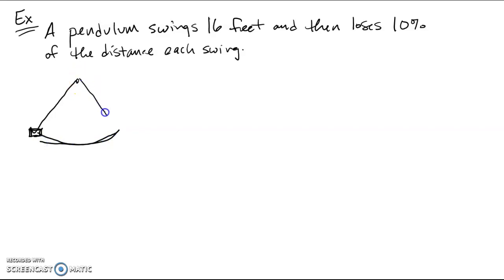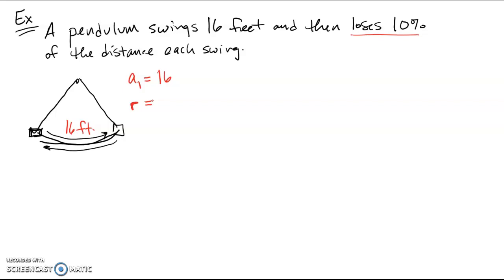But what the problem says is that it's going to lose 10% of its distance each time it goes back and forth, or each swing. So forward and then backwards each swing. And it says the first swing is 16 feet. Now, all right, so this is clearly geometric because that's what we're doing. I would say, all right, well, the first term is 16, right? That's how long the first swing is. And then now, if it loses 10%, let's think about that as a multiplier. What would that be?